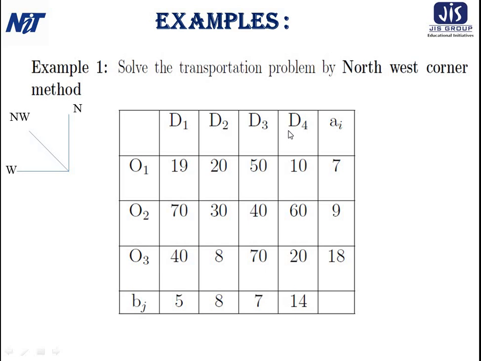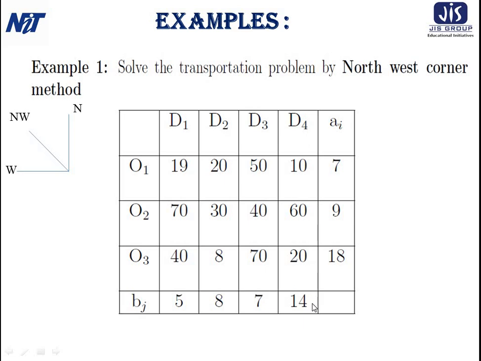And what is the available unit of each origin, which is given by Ai? So available unit of the origin O1 is 7, available unit of the origin O2 is 9, and available unit of the origin O3 is 18. And what are the requirement unit for the different destination? For the destination D1, requirement unit is 5. For the destination D2, requirement unit is 8. For the destination D3, requirement unit is 7. And for the destination D4, requirement unit is 14.